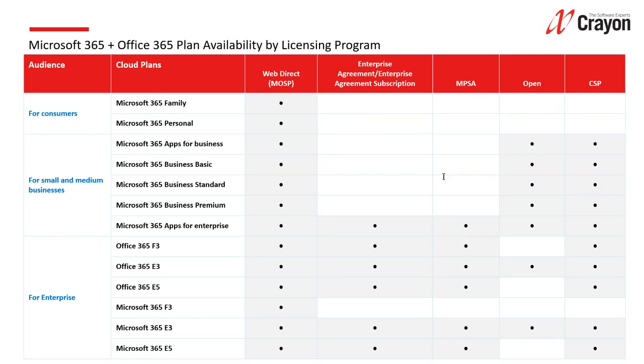Sorted by audience and cloud plans, we have 5 major licensing programs through which we can buy a cloud plan. First, buy directly from Microsoft. It's very simple. You can search on the Microsoft website, go to the product that suits you, and buy it. You can buy via credit card, but there are no payment terms. But as you can see, all plans are available here.